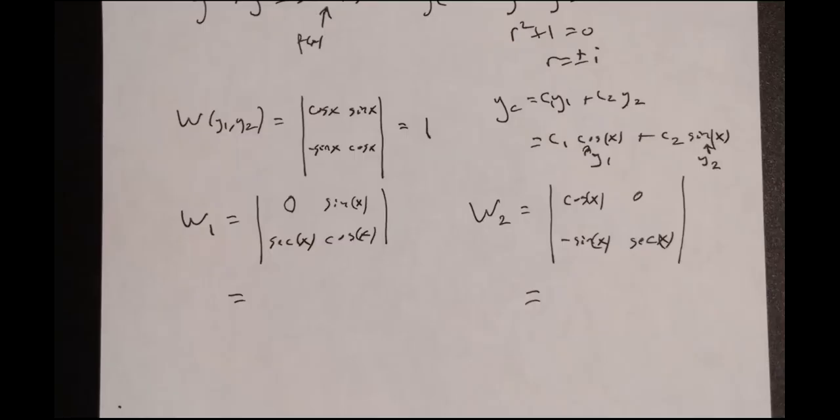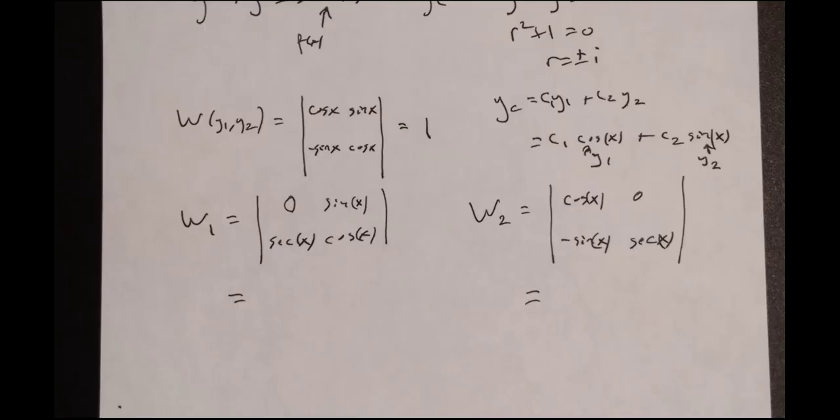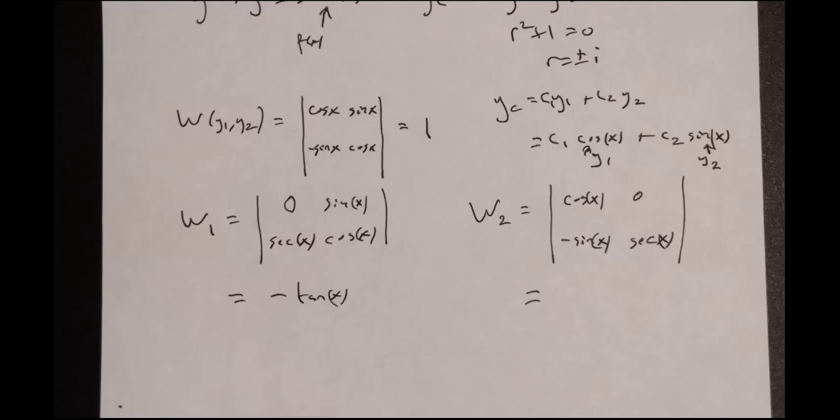Right, because I'm going to get 0 minus sine times secant, but secant's 1 over cosine. That's sine over cosine, that's tangent. What about the second one? Careful. The sine x is multiplied by 0. So that goes away, and I just get cosine times secant, which is 1.